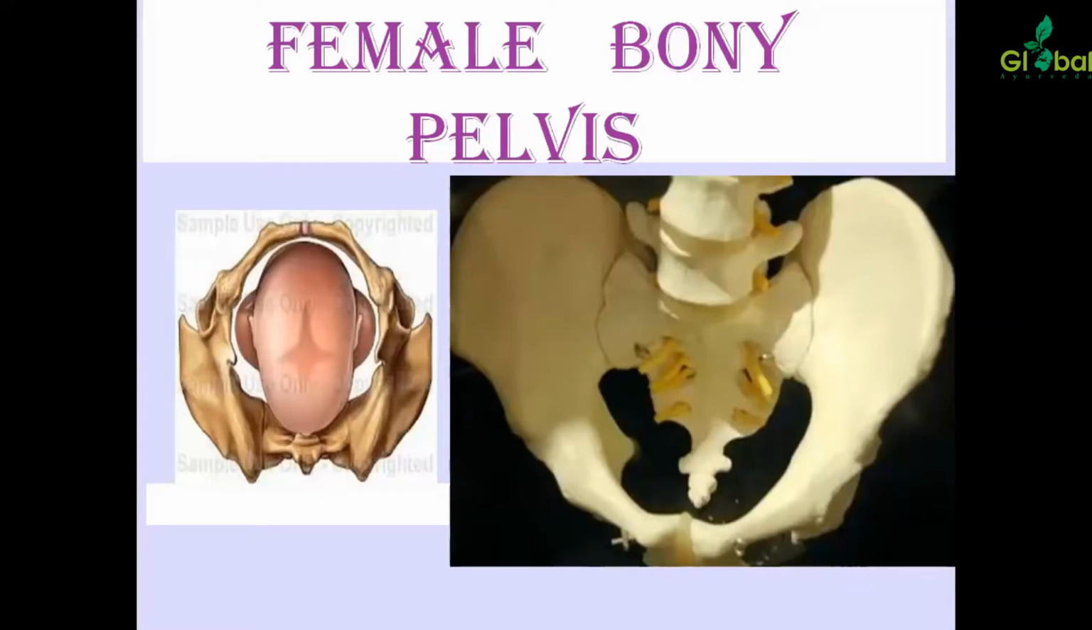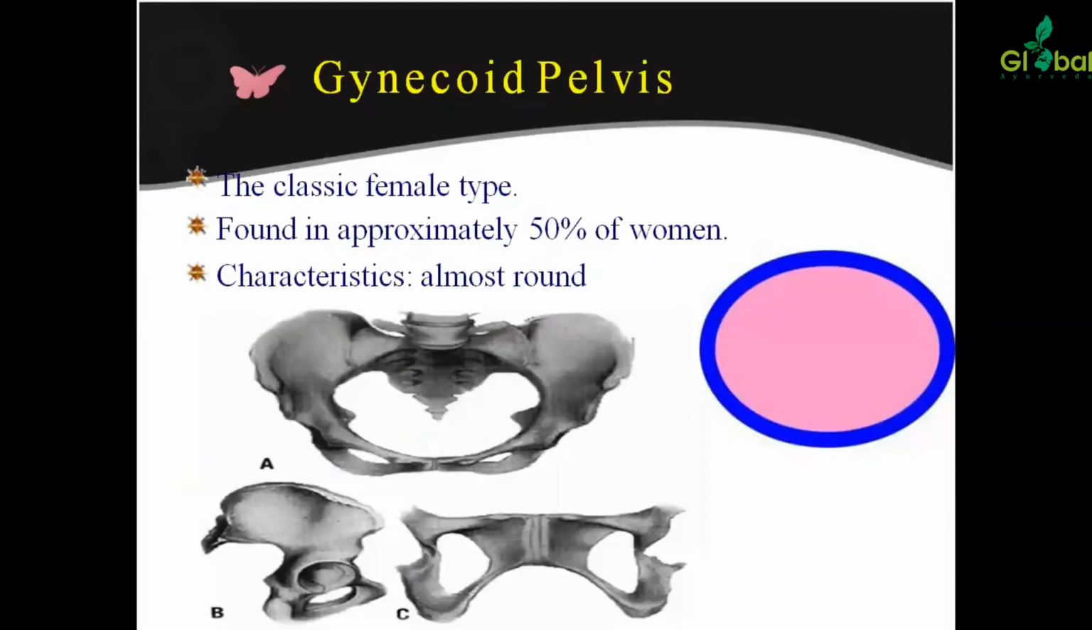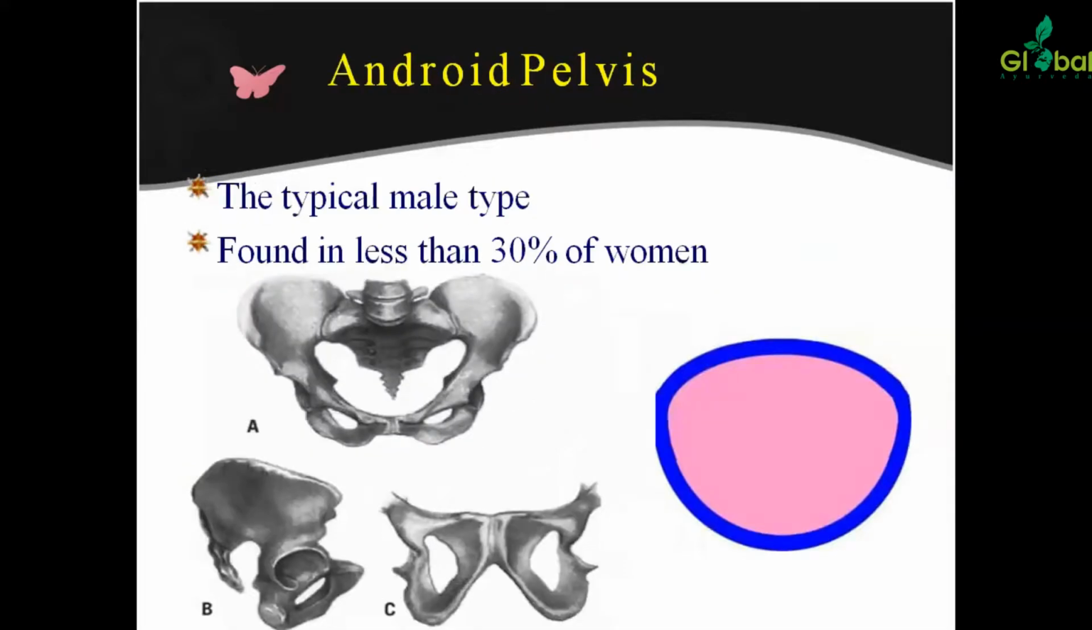Today we will study the female bony pelvis. First of all, we will study the types of pelvis. First, there is the gynecoid pelvis, which is almost round and is the classic female type of pelvis, found in 50% of women.